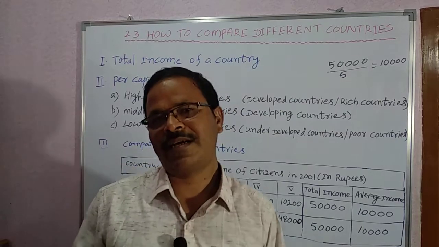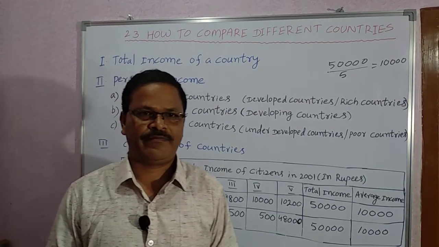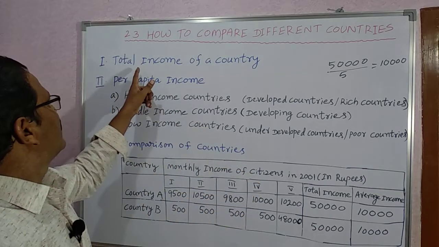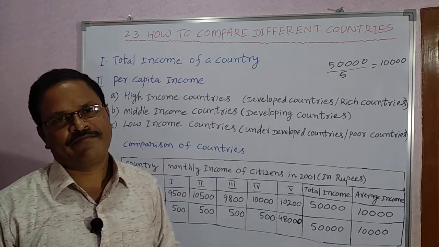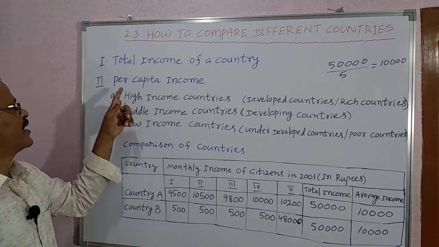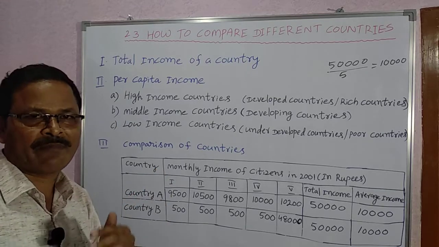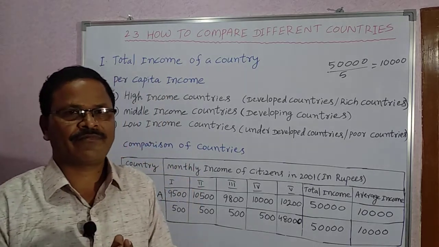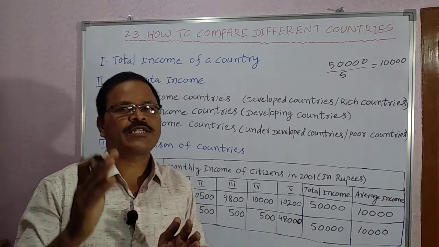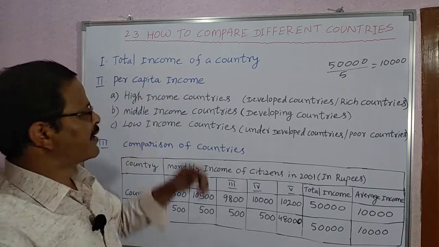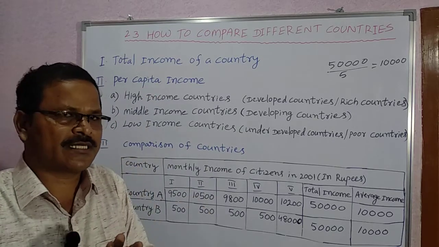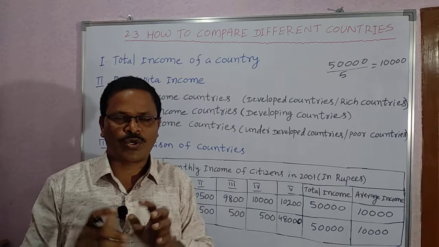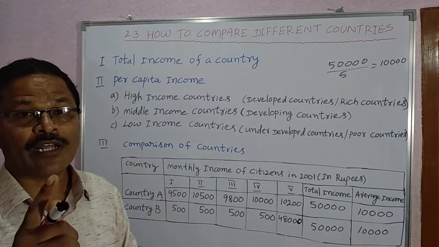Now, let us sum up the lesson we learned today. For comparing countries, first we take total income of a country as a criterion. After that, we consider per capita income as a criterion to compare countries. What is the total income of a country? Total income of a country is the income of all the residents of a country. What is the per capita income? Per capita income is also called average income. Average income is equal to total income of a country by total population of a country.